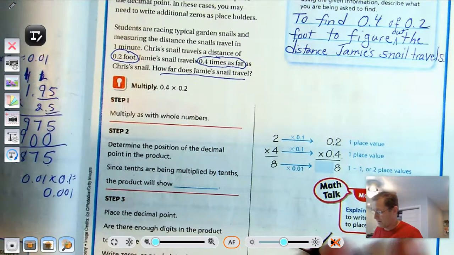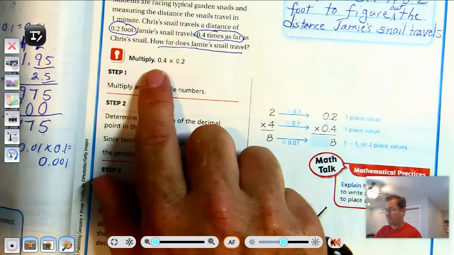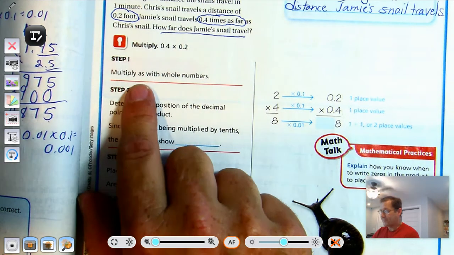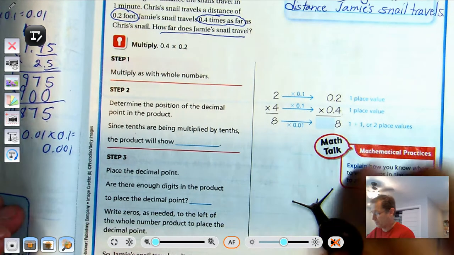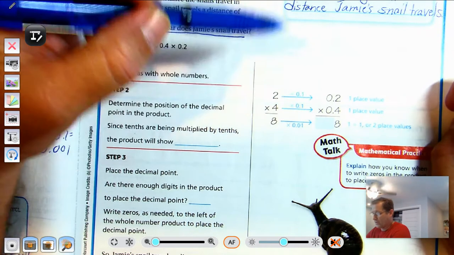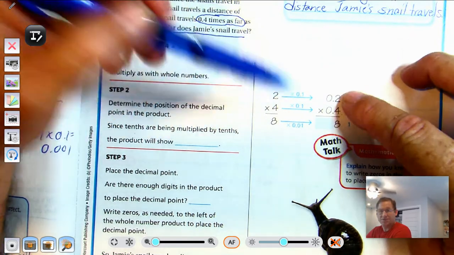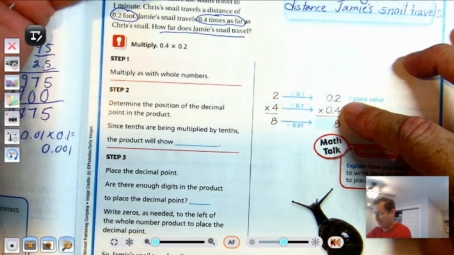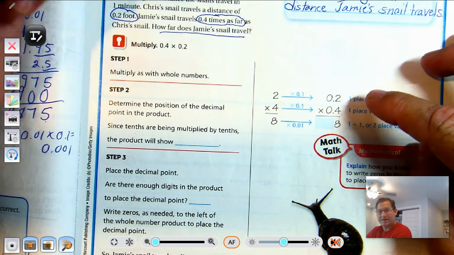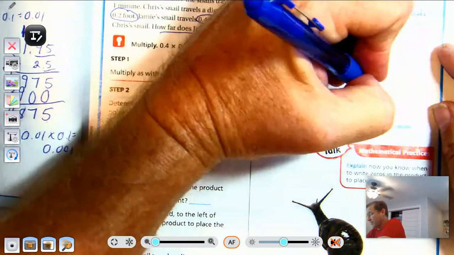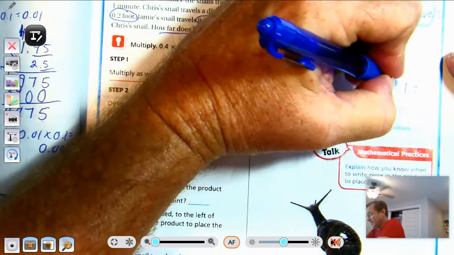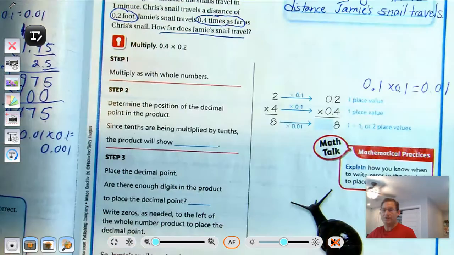Okay. All right. So here are the steps. Multiply 4/10 times 2/10. We're going to treat this as if they were just whole numbers: 4 times 2. 4 times 2 is 8, right? Well, we know that this 2 is actually 2/10, and we know that the 4 is actually 4/10. So we're multiplying a tenth times a tenth, right? Tenths times tenths is hundredths, and we know that just from patterns. So 1/10 times 1/10 is equal to 1/100.